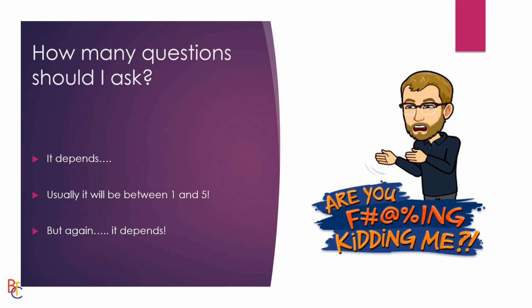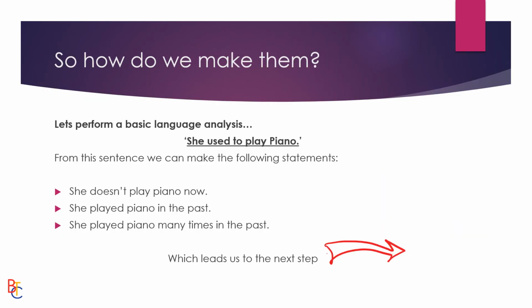Okay, so how do we make them? In order to make CCQs, we need to create some basic language analysis. So we'll use a nice simple phrase, she used to play piano, that little sentence. And from that, we can make the following statements. Knowing used to, basically, she doesn't play the piano now, she played the piano in the past, and she played piano many times in the past. That's what we know using this language structure.